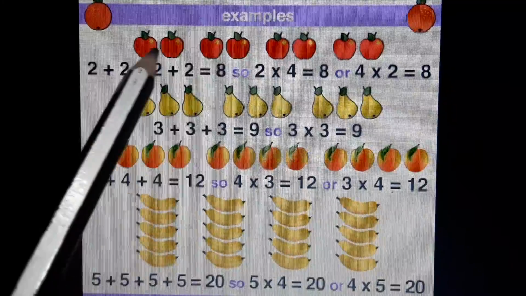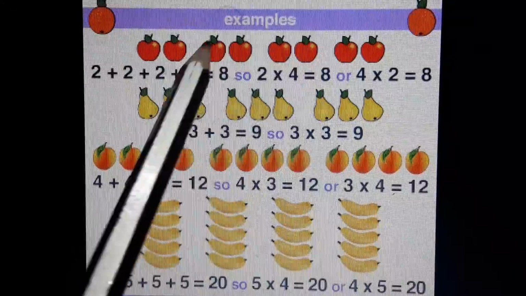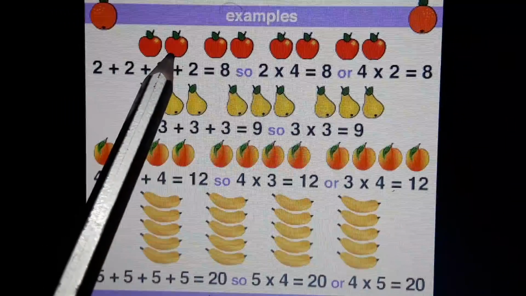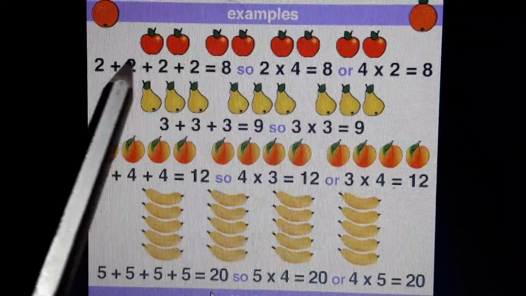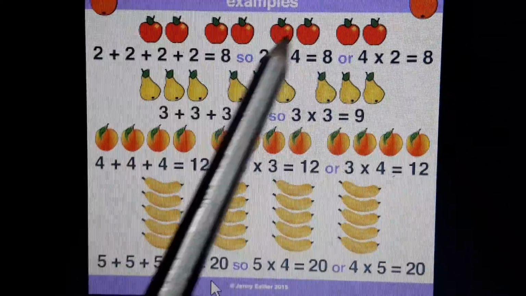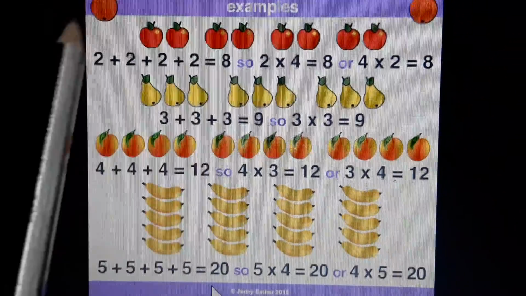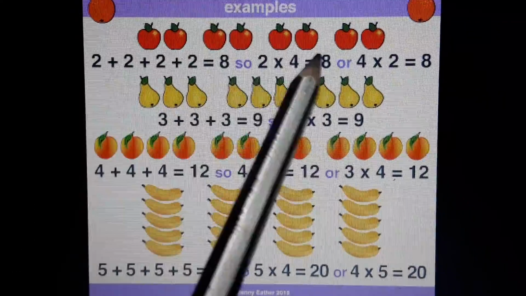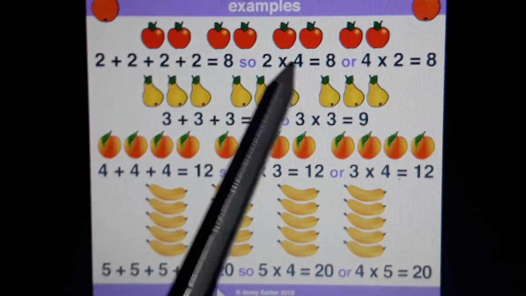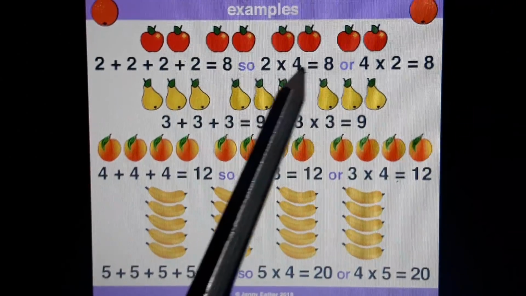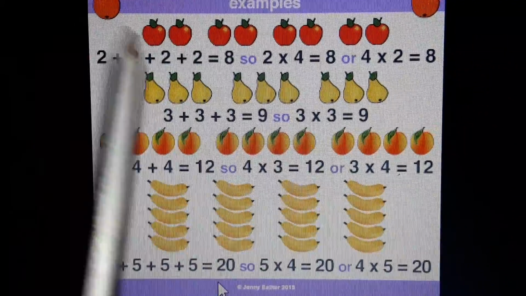Some examples here. Some tomatoes here: 1, 2, 3, 4 groups. In each group 2 tomatoes. So how can we write this? 2 plus 2 plus 2 plus 2. How many? 8. And in the multiplication strategy, we can write 2 multiplication sign 4. How many? 8. Or 4 multiplication sign 2, how many? 8.